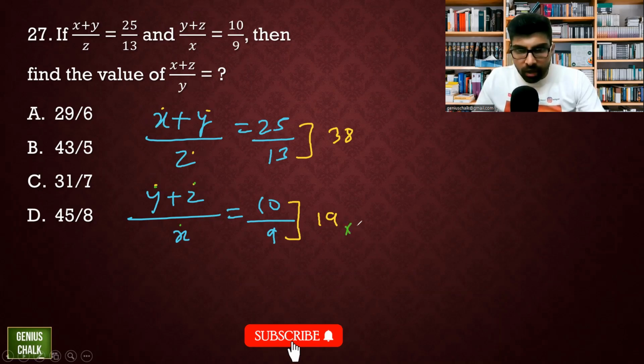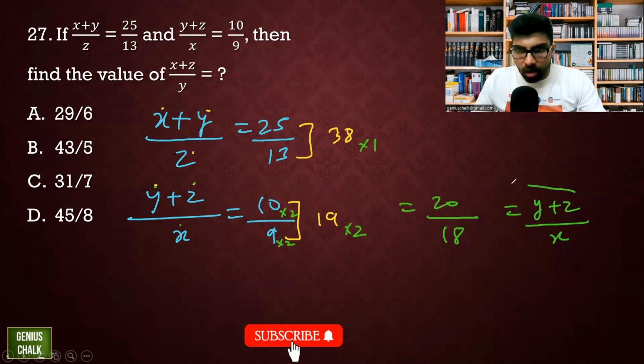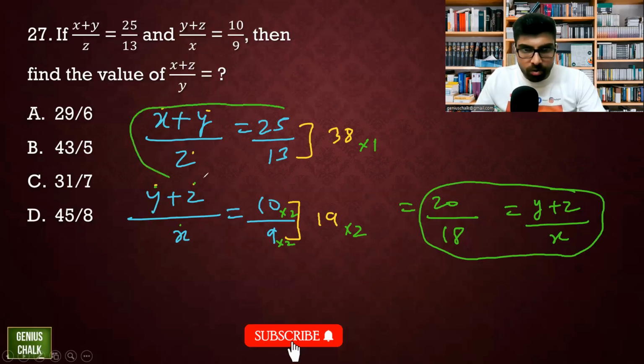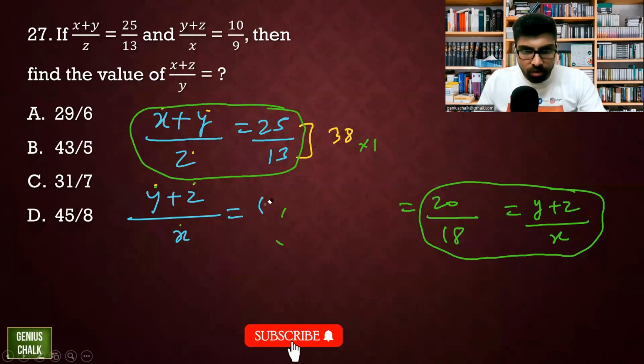So I need to multiply this by 2. If I multiply this by 2, and this by 1, that means they are same. So multiply this by 2 means multiply this also by 2 and this also by 2. This is becoming 20. This is becoming 18. Right? And this is actually y plus z by x. Now we can see 20 plus 18 is 38. And here x plus y by z is also 38. Now there is no need of this. We are done with this step.